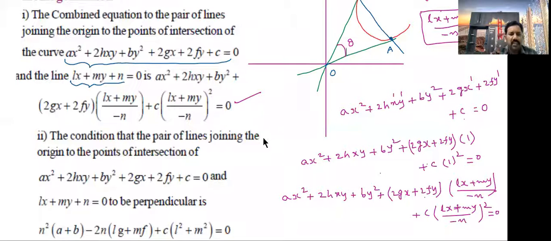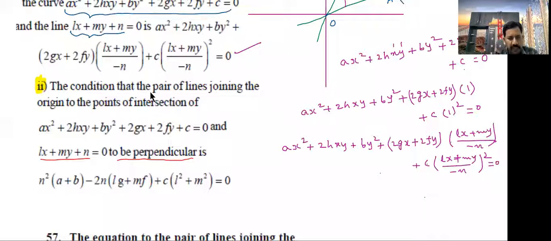Okay students, here one more important point, the second point. This is a shortcut formula. The condition that the pair of lines joining the origin to the points of intersection of ax square plus 2hxy plus by square plus 2gx plus 2fy plus c is equal to 0 and lx plus my plus n is equal to 0 be perpendicular. This is the shortcut formula: n square into a plus b, minus 2n into lg plus mf, plus c into l square plus m square is equal to 0.